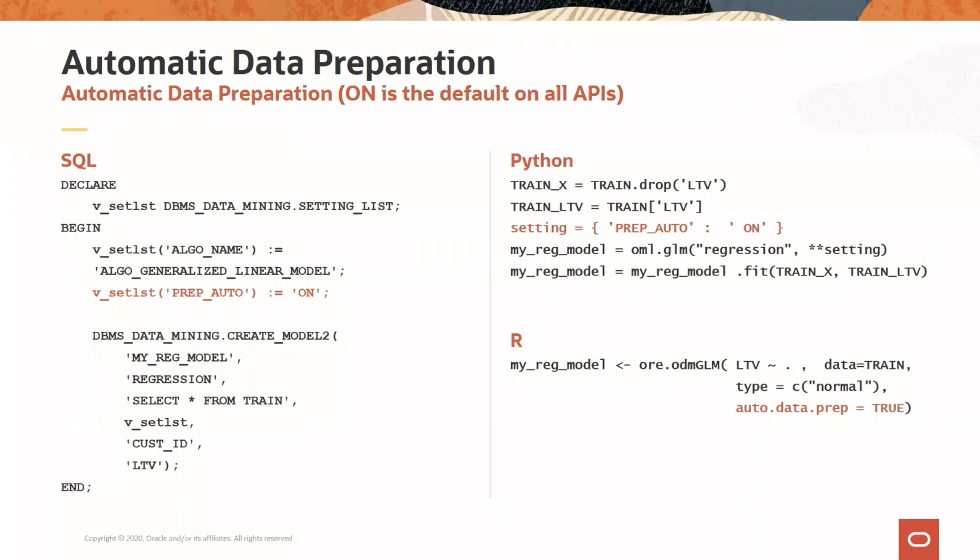This last slide just shows you how you might go about leveraging auto data preparation. So in the case of SQL, you see that we're using the create model 2 function, and we have this vSetList variable setting prep auto to on. And that's all that's necessary to have the system take into account the transformations necessary for the given algorithm that you're working with. And the same feature is available also in the Python and R APIs.